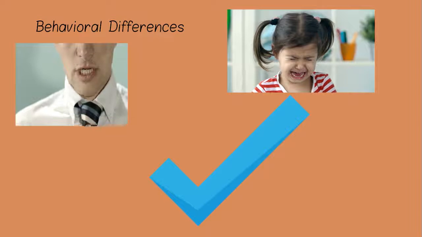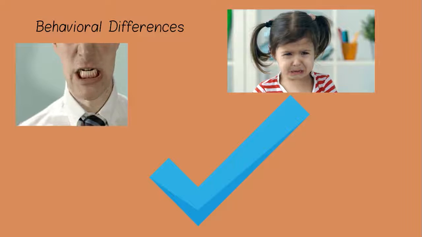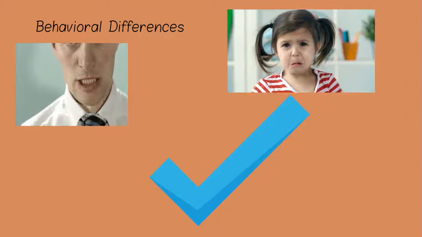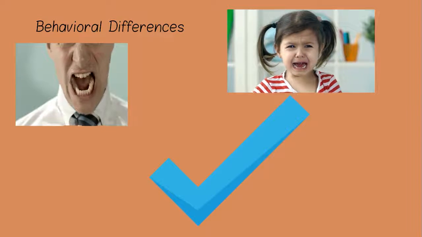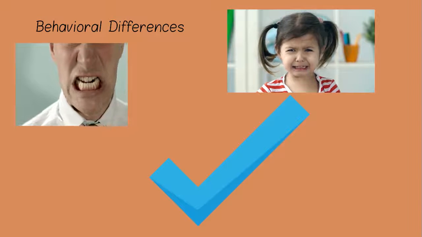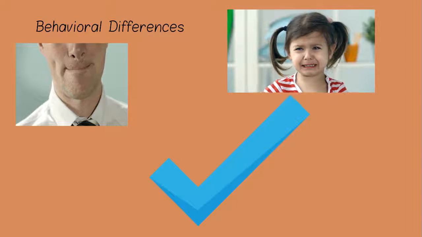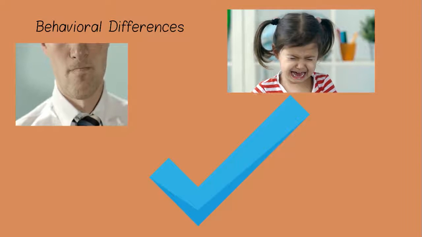Some behavioral differences include men tend to be more angry. Women tend to be more emotional. In terms of getting direction, men tend to like detailed, straightforward list of what to do, while women like to have several things explained to them and are able to multitask more efficiently.